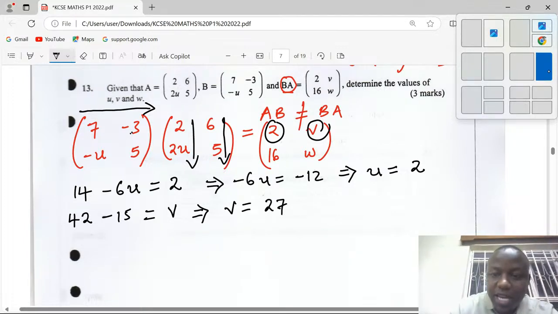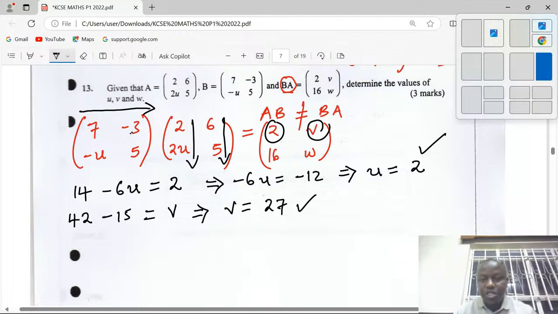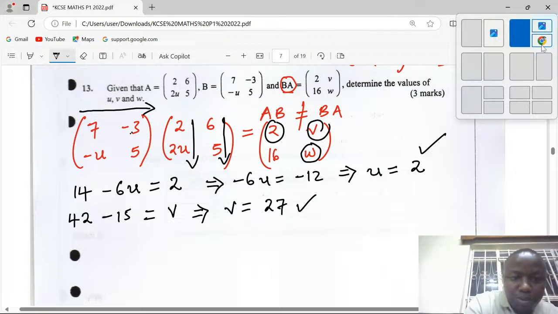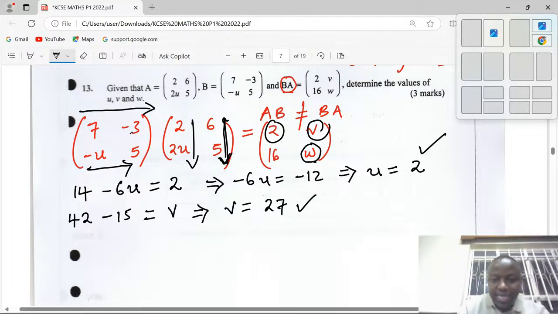So we know v and u. Let's continue to get w. For us to get w, now we are supposed to multiply the row that we are having here and the second column at this point for you to get the last element of that matrix.